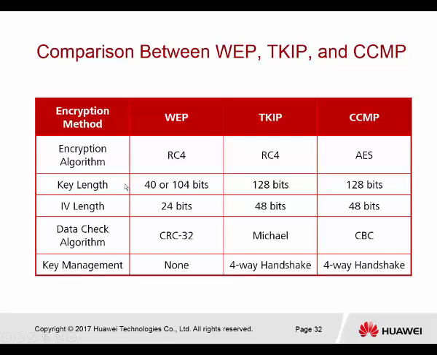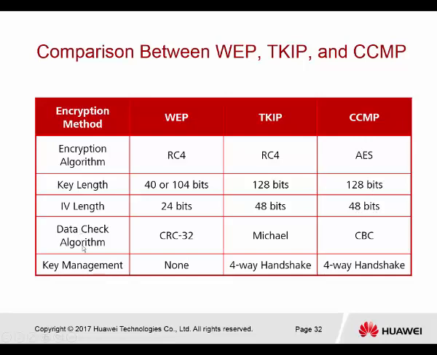The key length: WEP only supports up to 104, but TKIP and CCMP use 128. The IV: WEP only has 24 bits. TKIP and CCMP support up to 48.